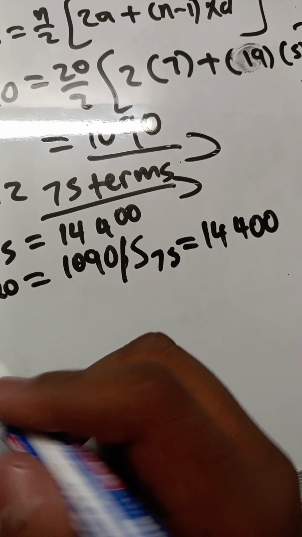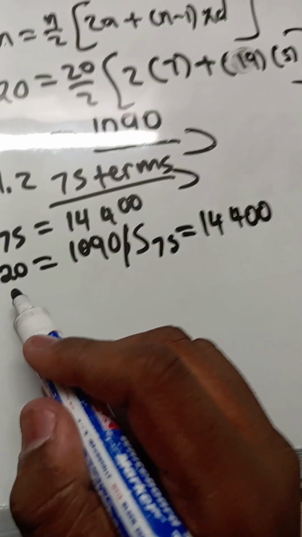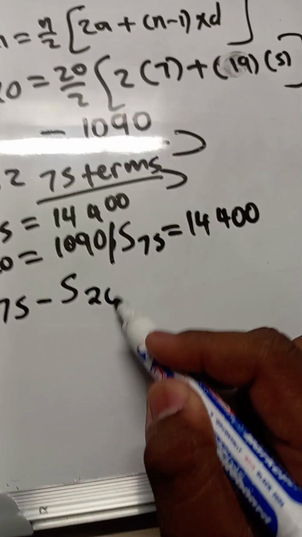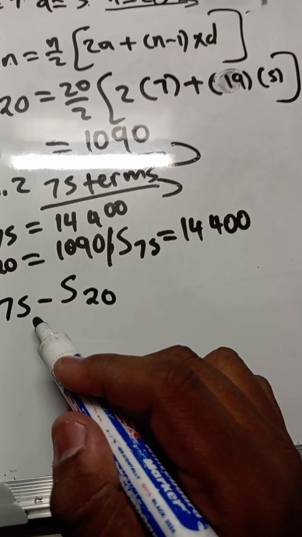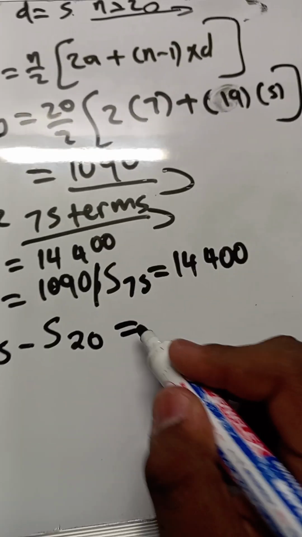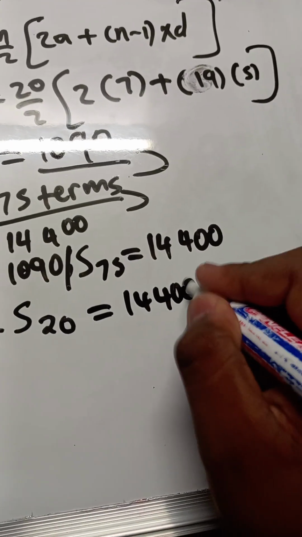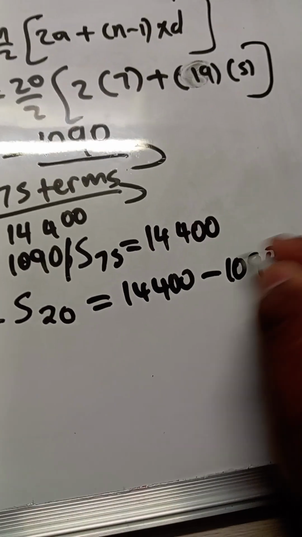How are we gonna get the sum of the terms added to the original terms? We are simply gonna say S75 minus S20. This is how you're gonna get the sum of the terms that are added in between. What are we gonna get now? We are just gonna get 14,400 minus 1090, which will give us what?